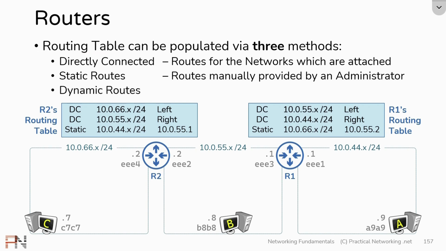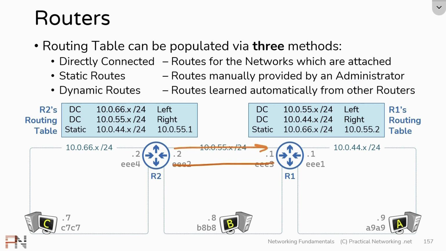A dynamic route is very similar to a static route, except instead of an administrator telling the router how to get to a particular network, a dynamic route is the routers automatically talking to each other and sharing information that they know in order to tell each other how to get to the networks that they can get to.